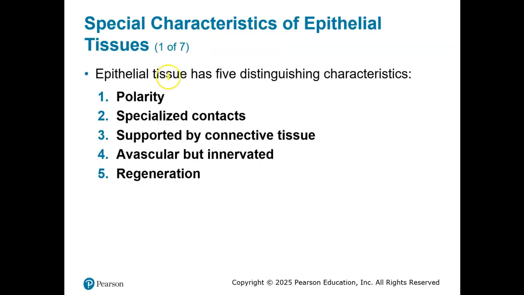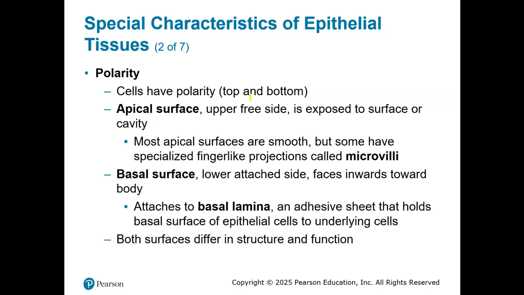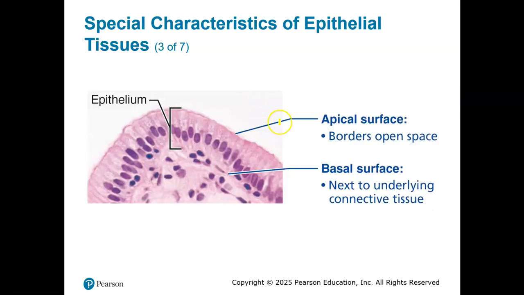Characteristics of epithelial tissue. Epithelial tissue has polarity. And what I mean by that is there's a top side, or an apical surface, and then there's a basal surface. There's a surface that's exposed, either to body fluid or to the air in the case of skin. And then there's the surface that's attached to something underneath it. So there's an apical and a basal surface. Let me see if I can show you what I mean.